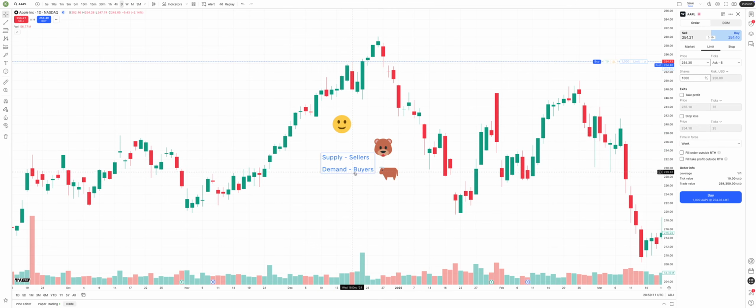Okay. So whenever you hear that we are bullish, that means that we have a bias towards the upside. That means we want price to go up. Okay? So buyers want price to go up. Sellers want price to go down.